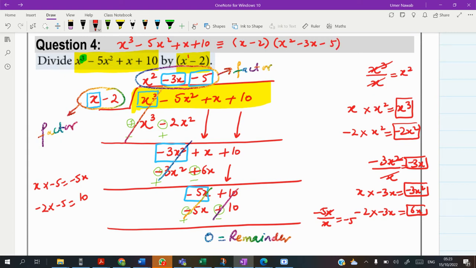We can use the comparison method to find the quotient and the remainder. So the remainder is 0. You see, this is the remainder, this is the quotient, and this one is your divisor, and here we have the dividend.